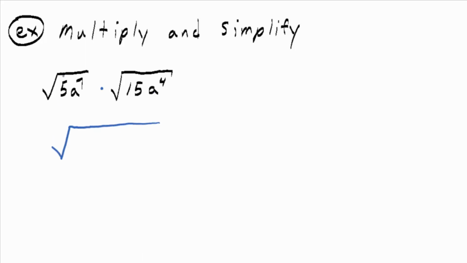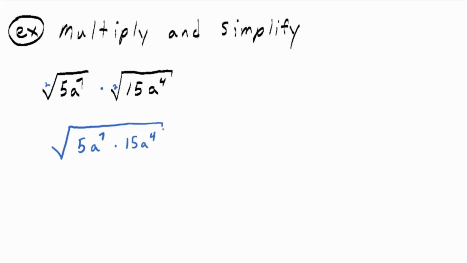What are the indices here? Or what is the index here on both? It's 2. When you don't see it, they're square roots, right? So one big square root, and then you multiply the radicands. So 5a to the 7th is the first radicand times 15a to the 4th is the second radicand.